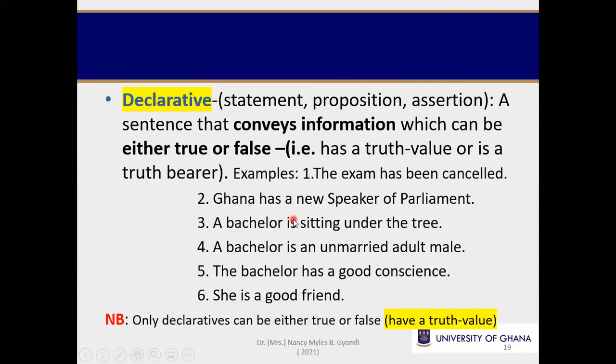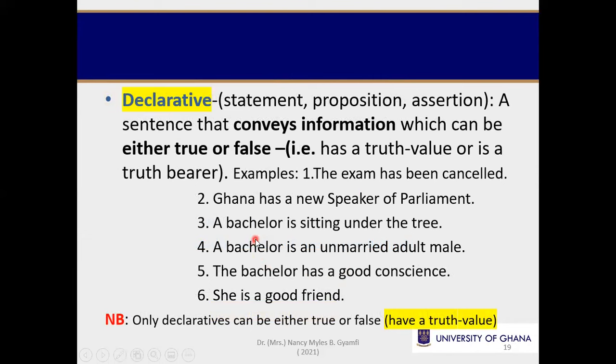Declaratives. We are conveying information to you, and so it can have a truth value. There are three types of declaratives. When I give you the information, some of it could be a definition. I could be giving you the meaning of the word. We call that type of declarative word, a definition.